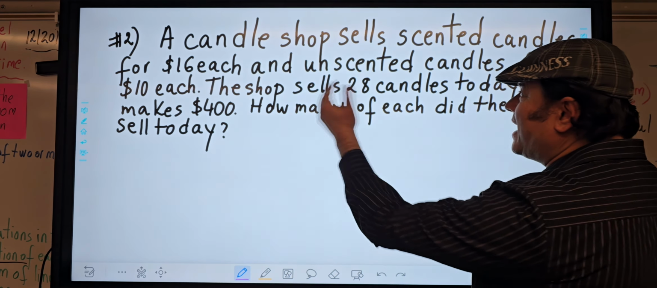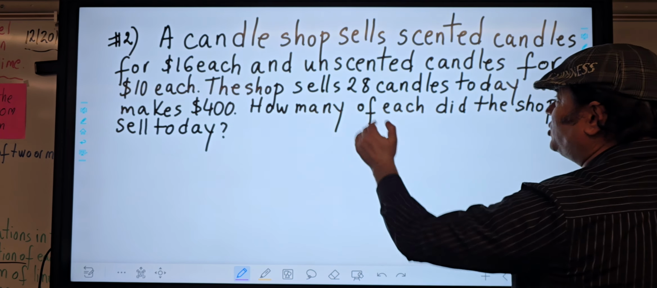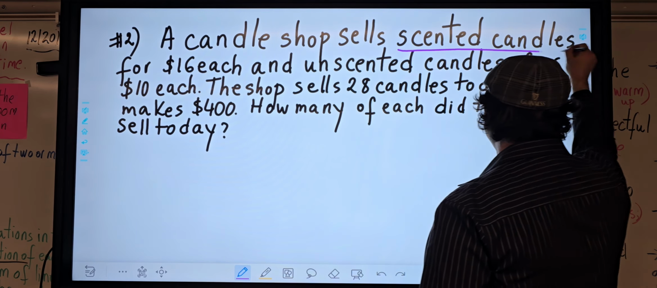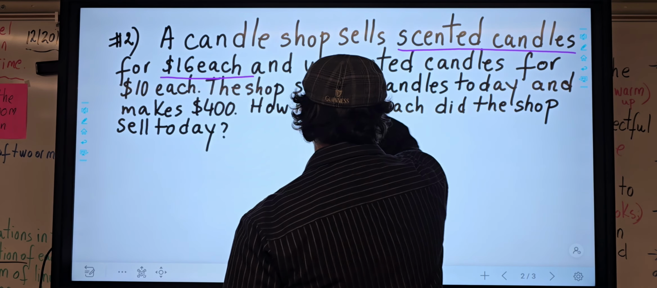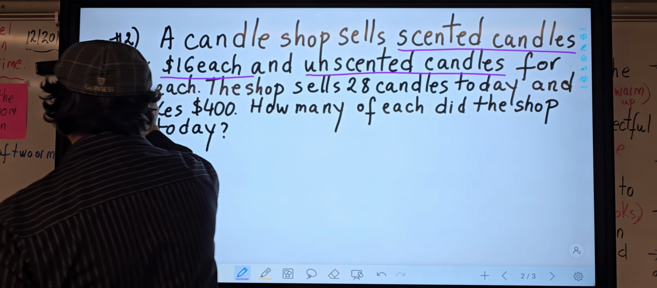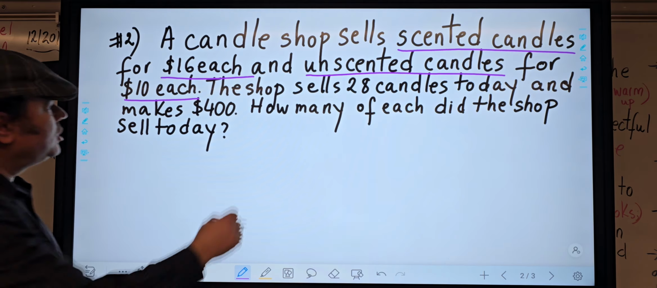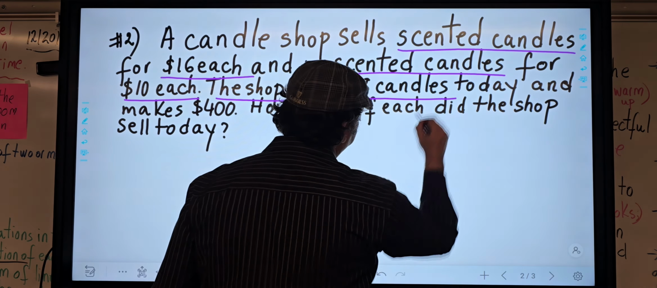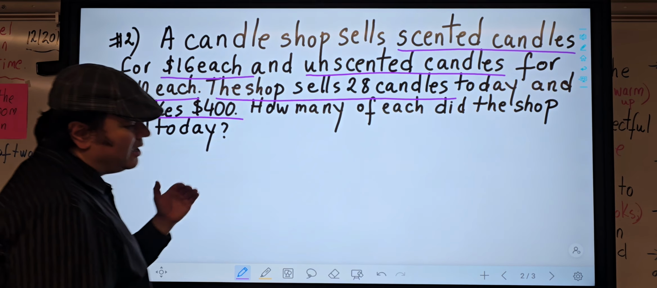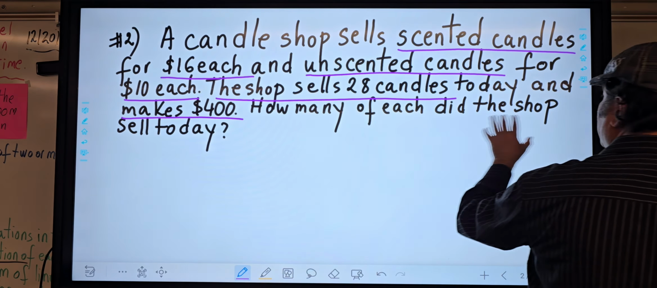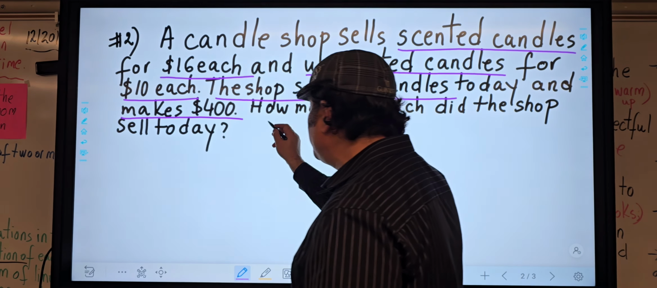It says here that a candle shop sells scented candles for $16 each, and unscented candles for $10 each. And the shop sells 28 candles today. It makes $400. And the question is, how many of each did the shop sell today? So let's set up a system of linear equations.